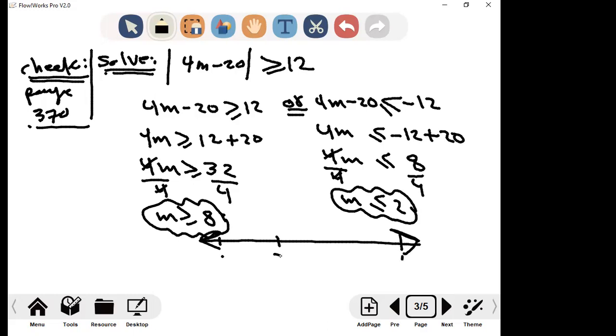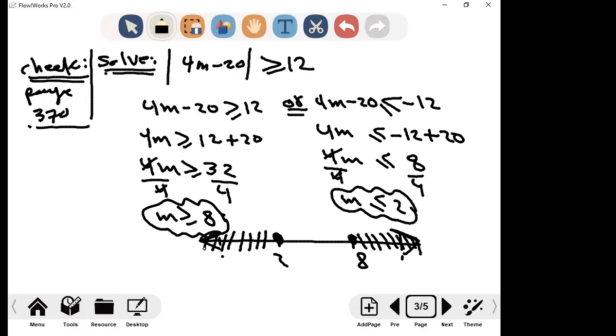Now come and graph. Here 2, and here what? 8, and both closed circles. M more than or equal to 8, to the right of the 8. M less than or equal to 2, to the left of the 2. Done? You can check your answer. So m more than or equal to 8, m less than or equal to 2. This is the solution of the check.